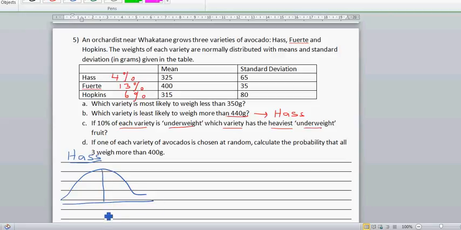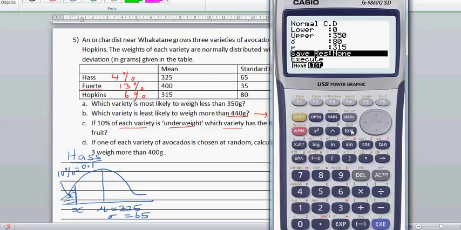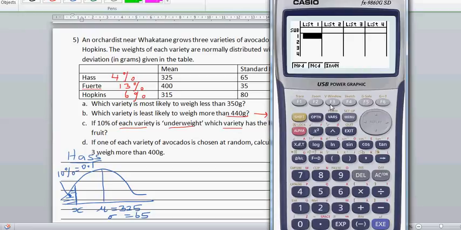So this is a question of inverse normal. So the mu for Hass is 325 grams and standard deviation is 65 grams. So 10% are underweight. So 10% is this area. So the area is going to be 0.1. Okay, so the left area is 0.1. So you've got the mean and standard deviation. You can directly find the value of x by going to inverse normal. So first go to stats, then distribution, normal and inverse normal.